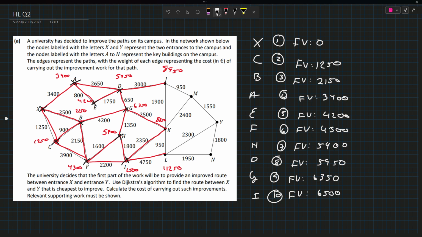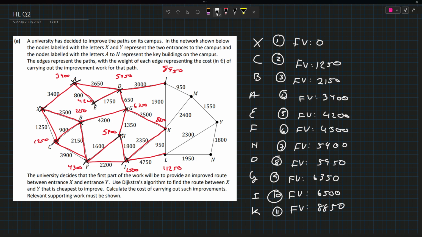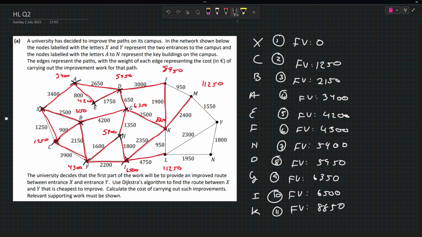Now, next smallest we have is K. So K is priority 11, final value of 8,850. Now, from K we can head to J, which isn't viable. Or we can head to M, which is 2,400. So 8,850 plus 2,400 is 11,250 again.